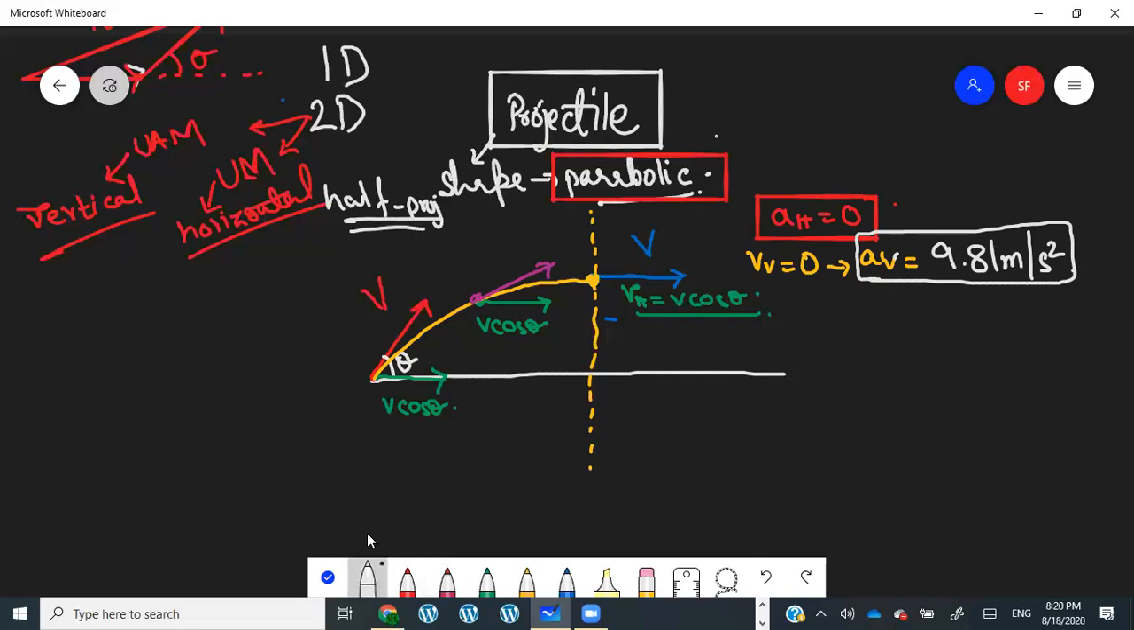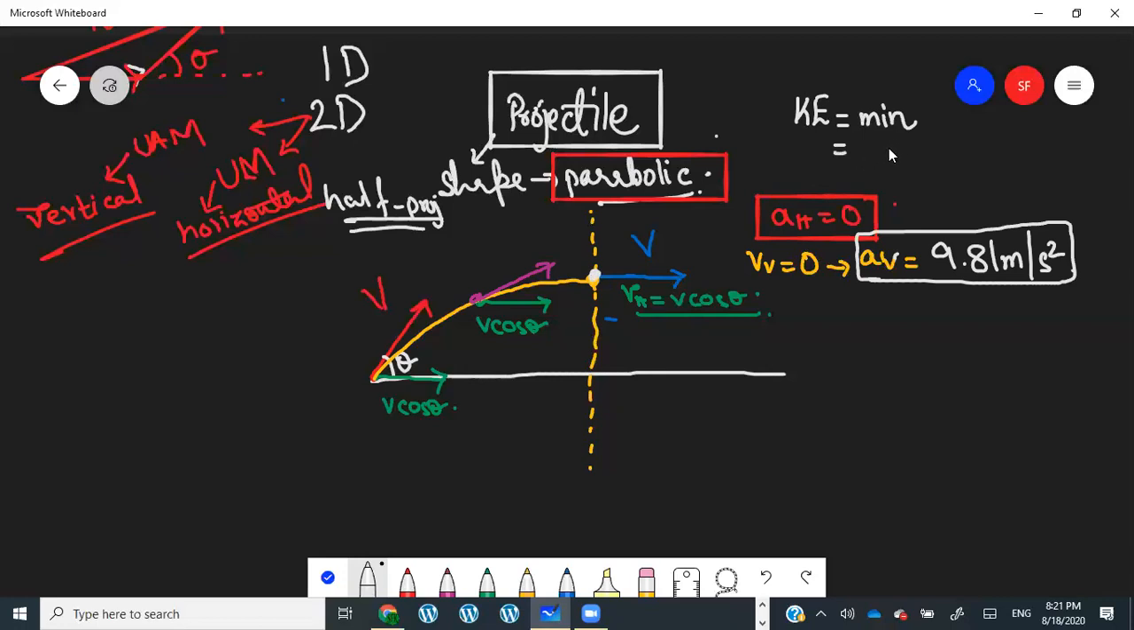Now, what about this maximum point over here? At this point, when the ball has reached it, what about the kinetic energy of the ball? Is it maximum or is it minimum at the maximum height? It's minimum. Yep, it's minimum. And is it 0 or non-zero?